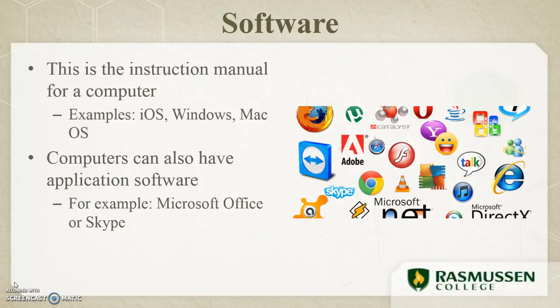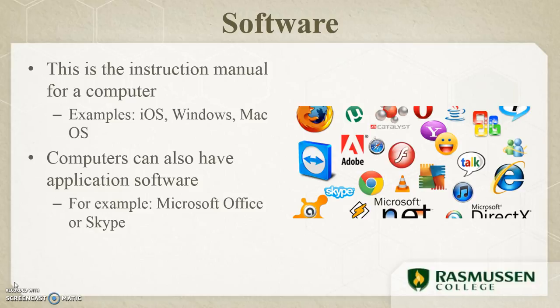Software, on the other hand, is essentially the instruction manual for which the computer does its functions. And typically it uses what we call an operating system. So, for example, the operating system helps the computer to run, so things such as iOS, Windows, or Mac OS. All of the things that help your computer to run.